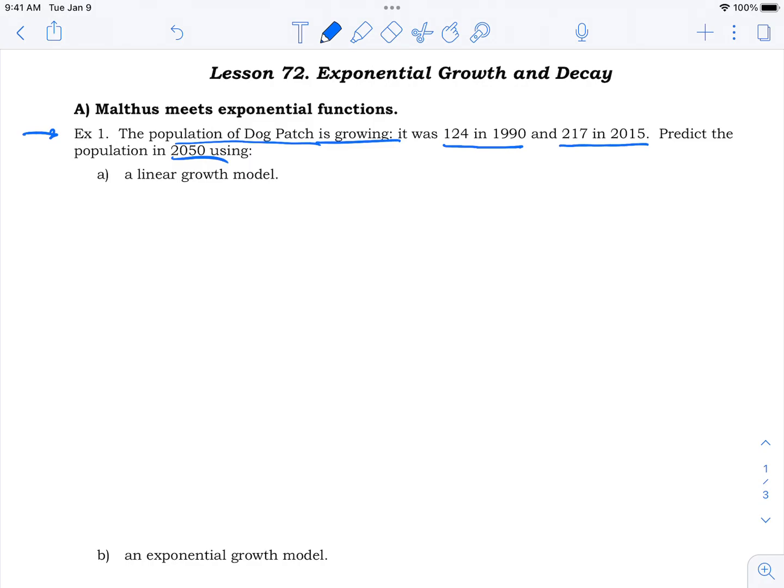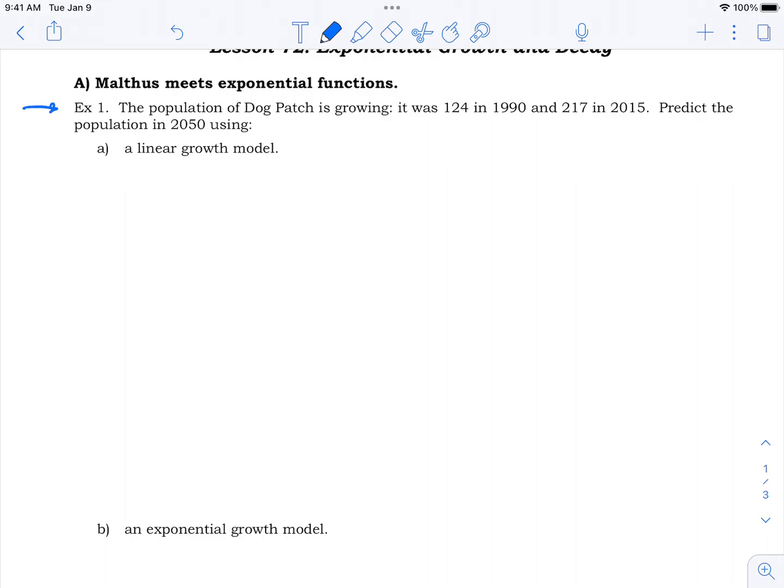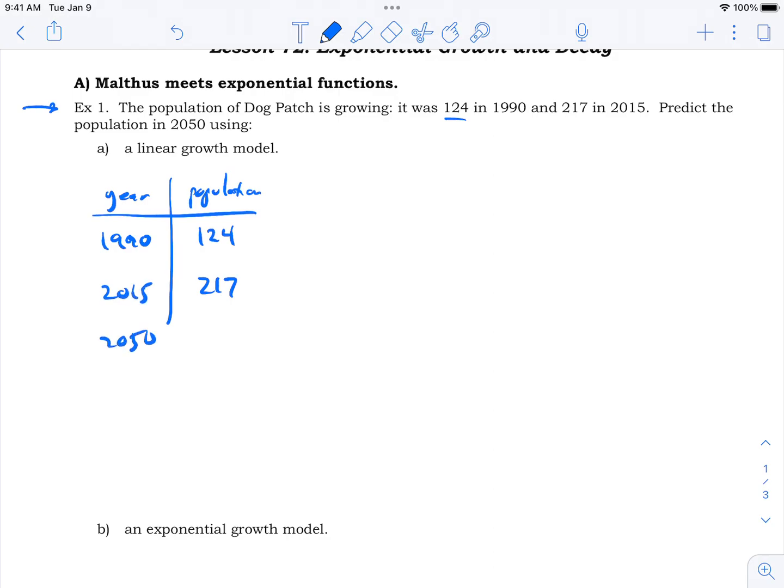I want to contrast exponential growth with standard linear, straight line growth. Let's do this problem both ways. First, we'll use a straight line to estimate it, and then we'll use an exponential to estimate it. So for a straight line, let's put the year here, and the population here. It's kind of like our x and y: what year is it, and what's the population? We were 124 in 1990, and then we grew to 217 when we got to the year 2015. And then here's the question: what is it in the year 2050?